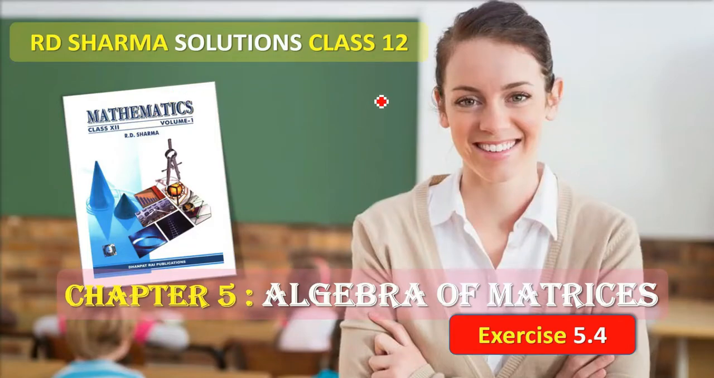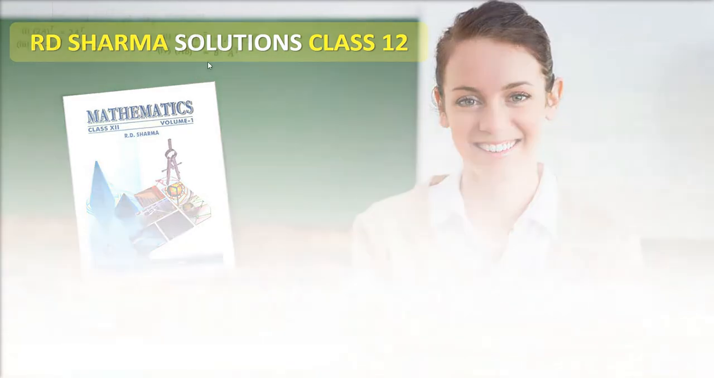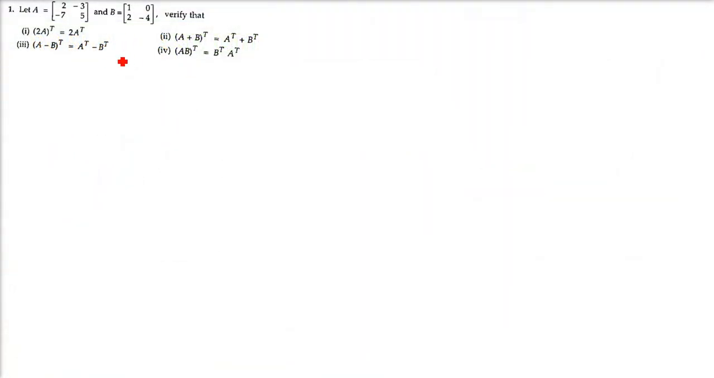This is R.D. Sharma Solution Class 12, Chapter 5, Exercise 5.4, Algebra of Matrices. Now, this exercise is totally based on the transpose. Transpose is nothing but conversion of all rows to the corresponding columns. So, please watch this question very carefully because there are multiple questions being repeated. Okay, so let us start with this one.